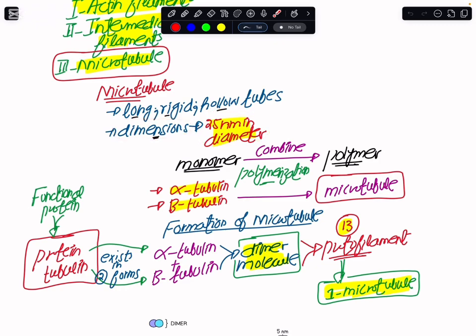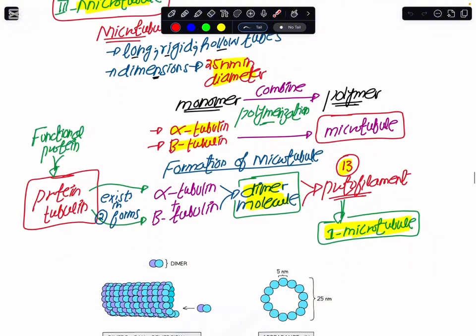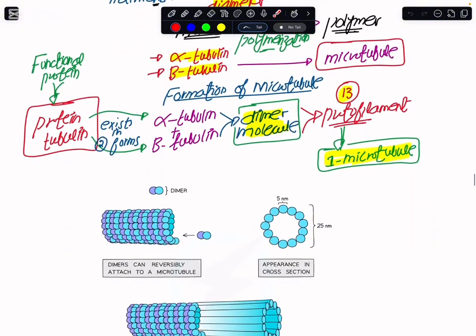Now, before I teach you how microtubules are formed, there is a word you have to remember, and that word is polymerization. Polymerization is when many small repeating units, which are monomers, combine with one another over and over again, and we end up making polymers. So this microtubule is a large molecule, a polymer, and the monomers that make it are alpha tubulin and beta tubulin, which are proteins.